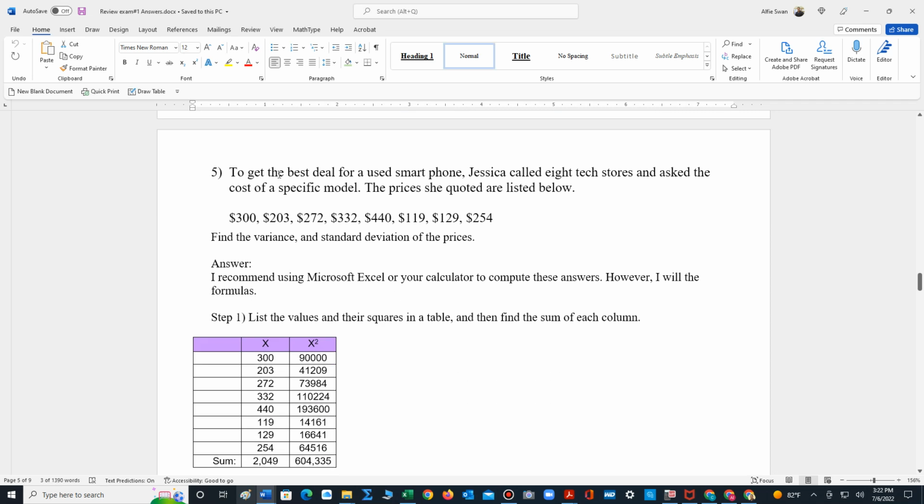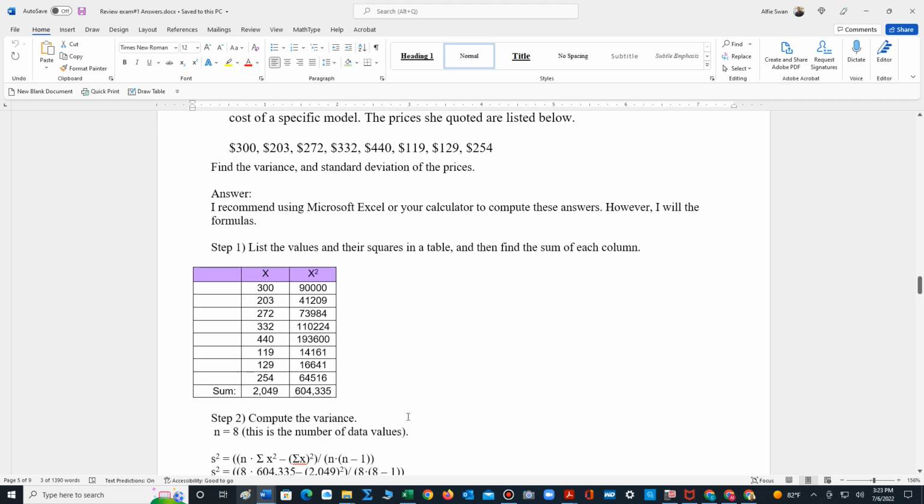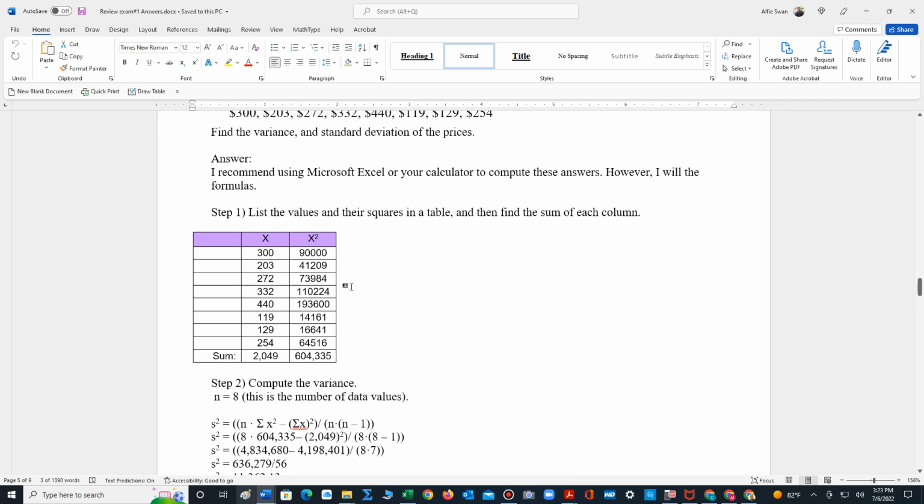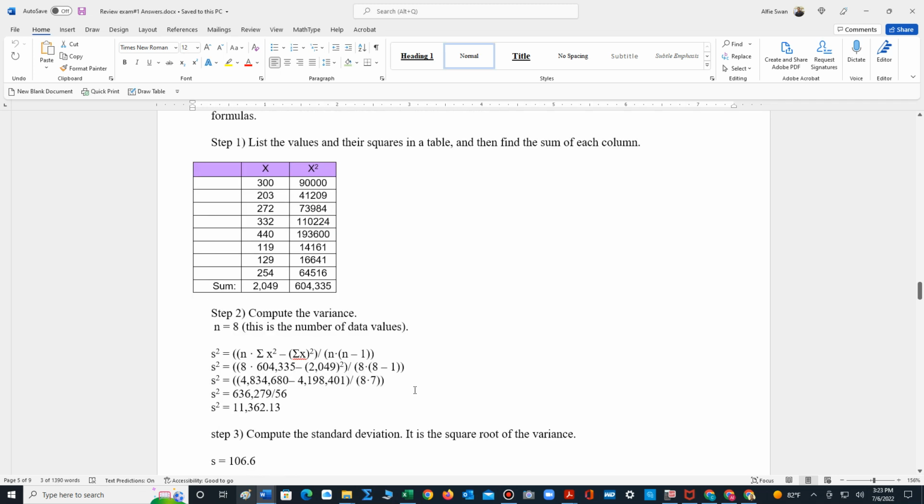Now, to compute the variance and standard deviation, the easy route is to take this information and input it into Microsoft Excel or your calculator to derive the values. Here I went ahead and worked it out using the shortcut formula. Using the shortcut formula, we list all the x values, find the sum, 2,049. We square each x value, find the sum, 604,335. And then n is 8. 8 is the number of values.